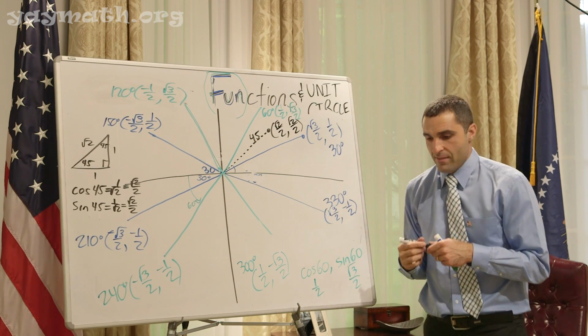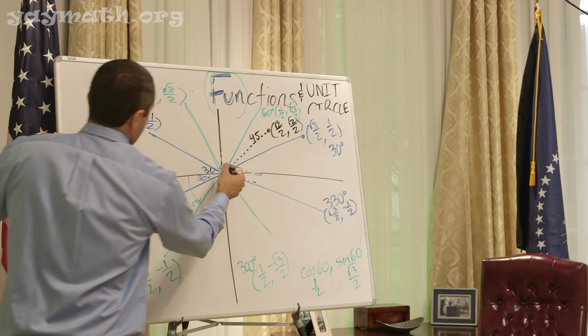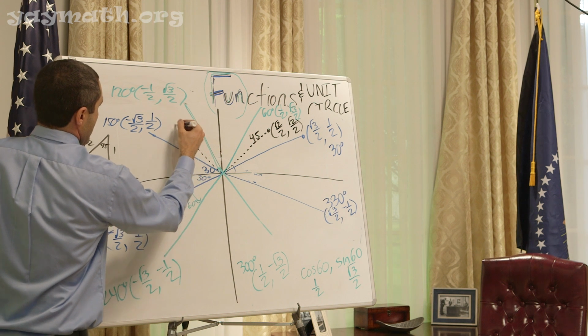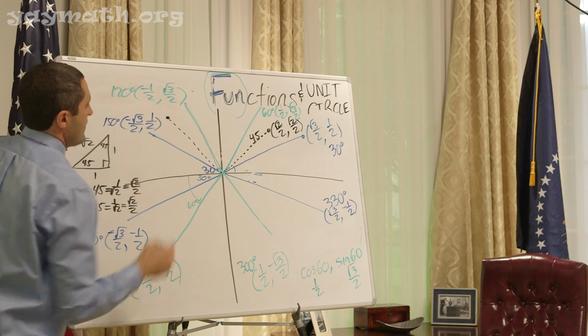And then it's negative root 2 over 2. First give me the angle. The angle is going to be.